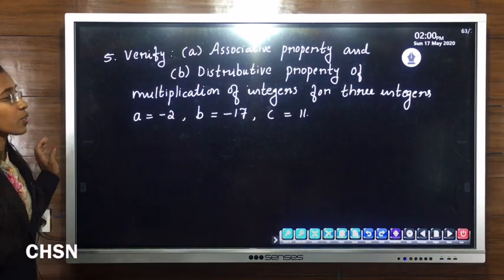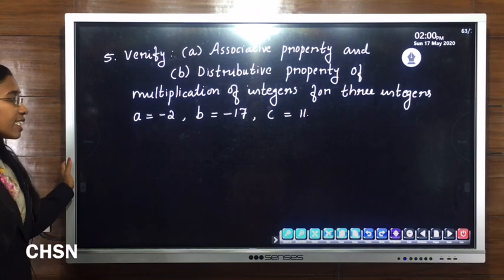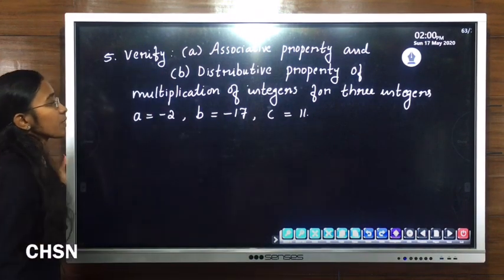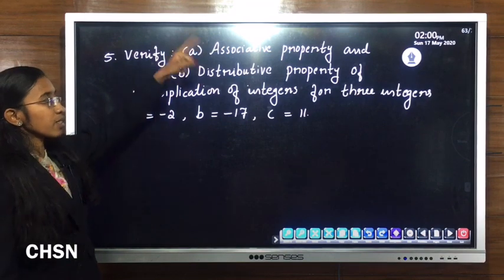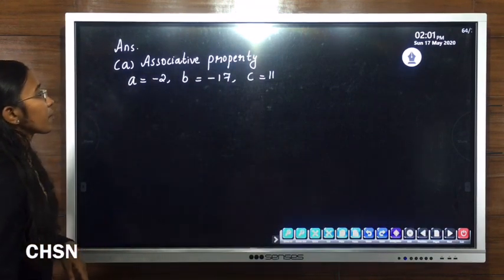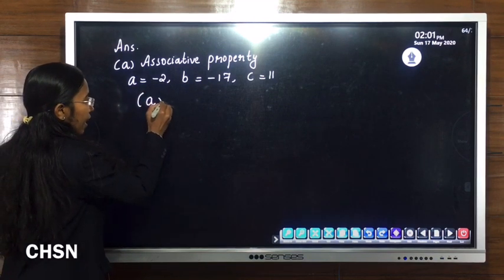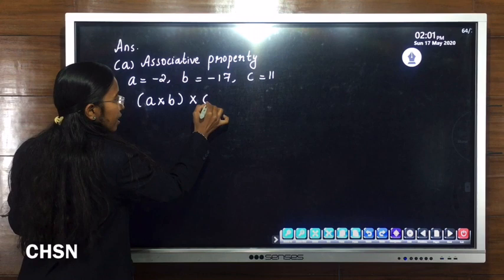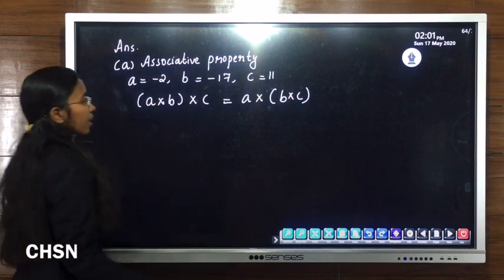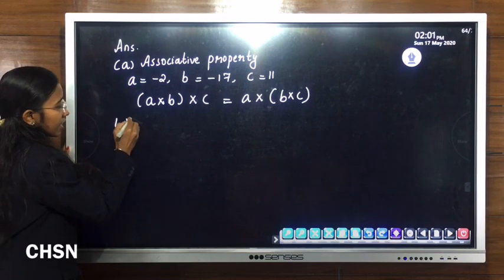Verify associative property and distributive property of multiplication of integers for three integers. A is equal to minus 2, B is equal to minus 17, and C is equal to 11. So we have to verify with these values for associative property and distributive property. So first A part is associative property. So what is associative property? Associative property means A into B into C is equal to A into B into C, with the grouping changed. Okay. So this is our LHS and this is our RHS. So first we are taking our LHS. This is our LHS here.